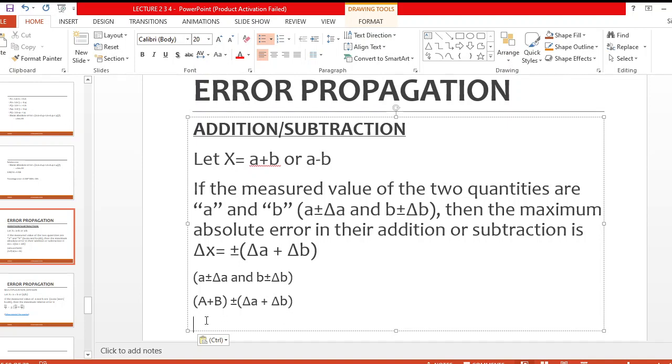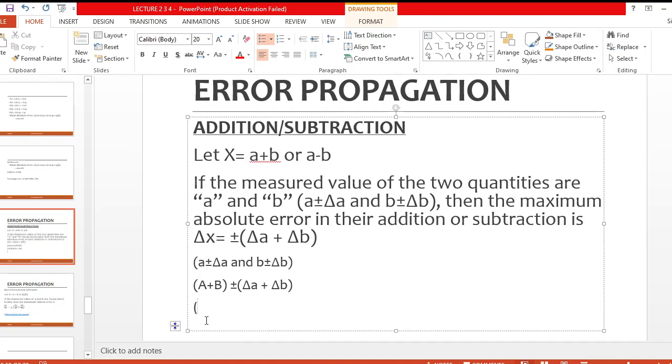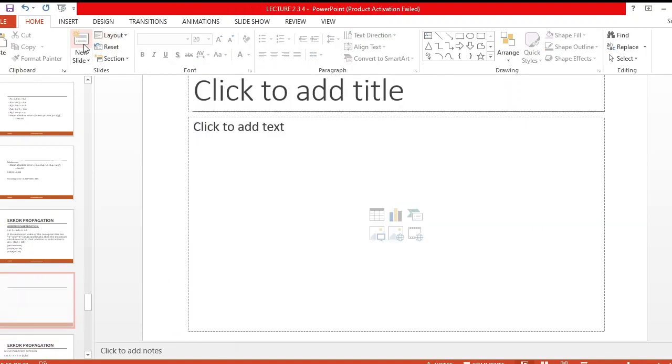Similarly, when you are subtracting the measurement a minus b, the error in the measurement also becomes the summation of the errors. So it doesn't matter whether you're adding or subtracting, the combined error is the sum of the absolute errors. Okay, let's take a proper example.